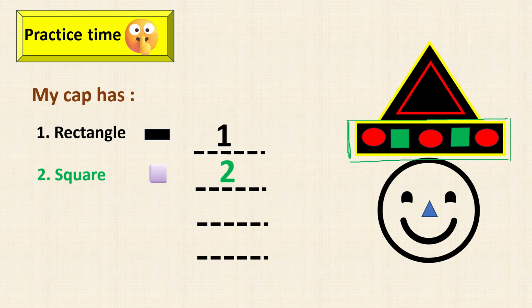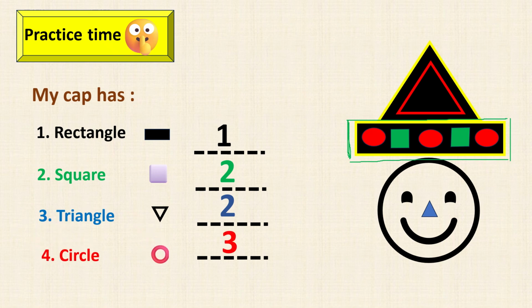As we know, the green one is two squares. Okay, the next question is how many triangles are here? As you know, a yellow one, the outer one, and the inner one is a red one. So how many triangles are here? Two. How many circles are over here? It's three. Very good. Super.